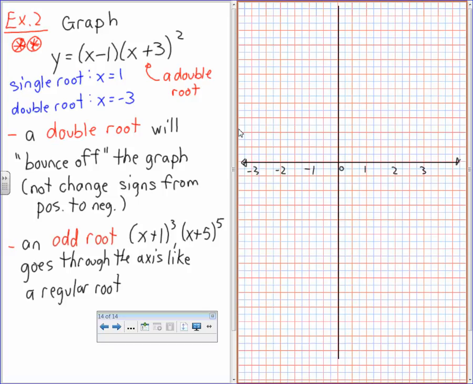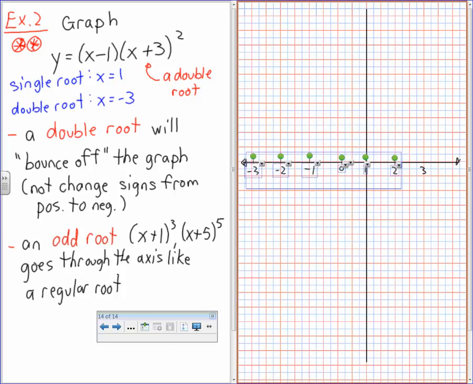So, let's look at x's negative 3. Oh, I should move that over. Maybe I will. See how well technology works for me today. Perfect. Okay.